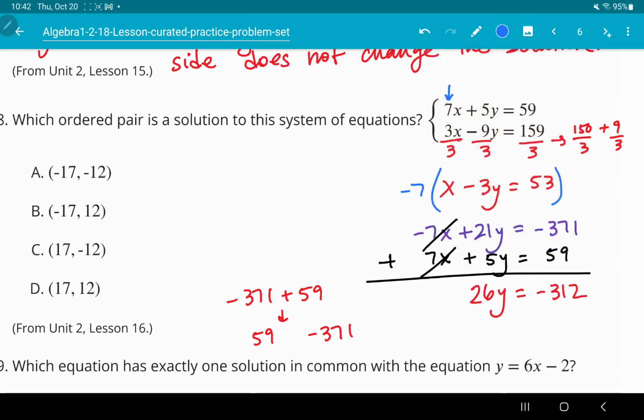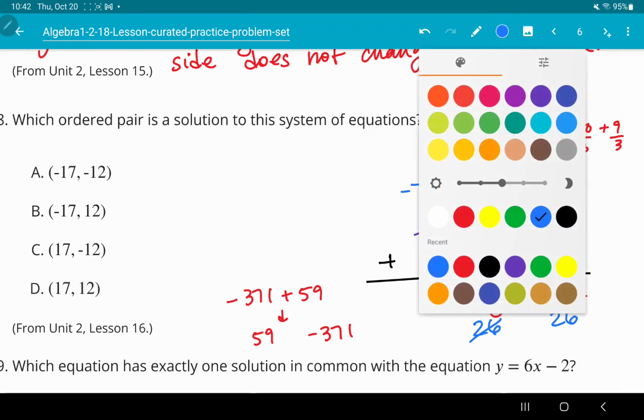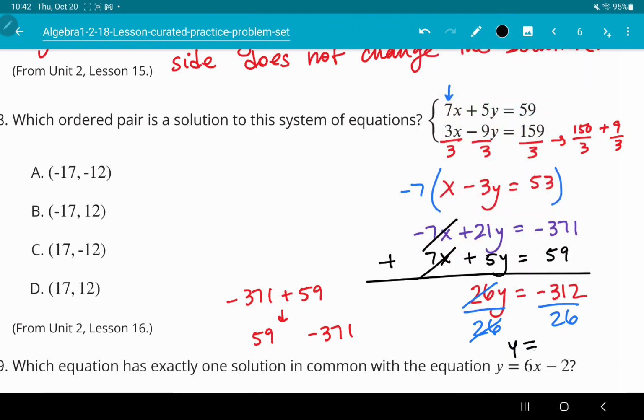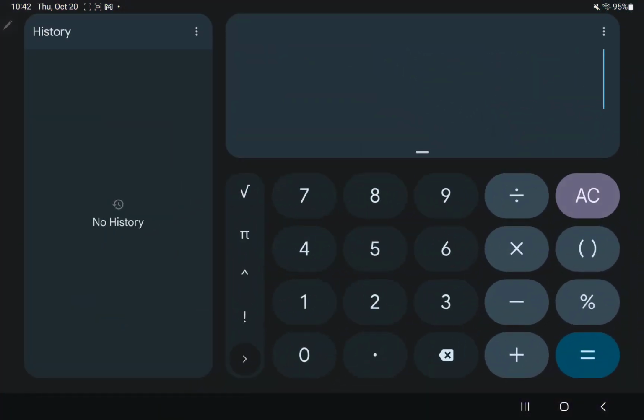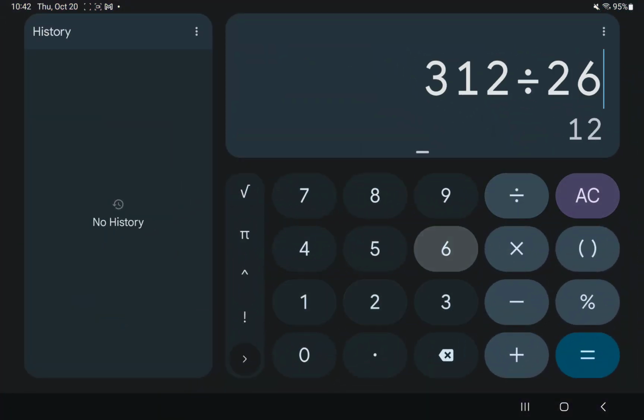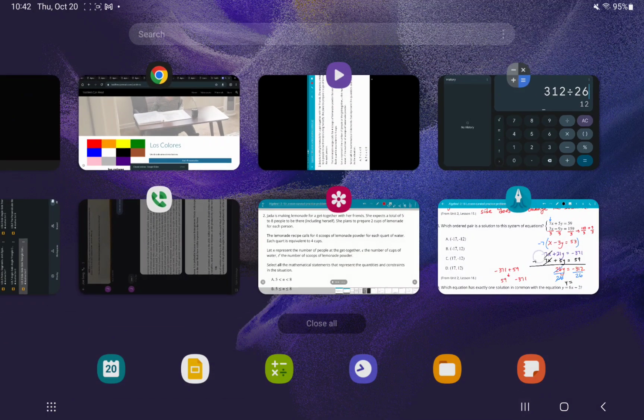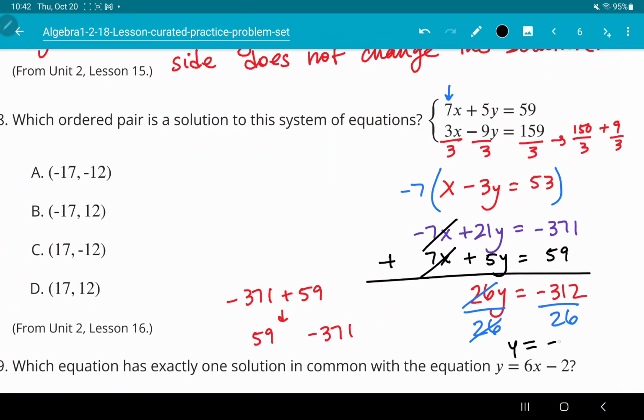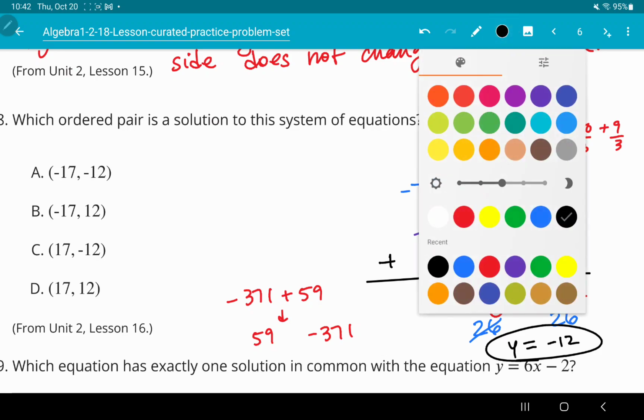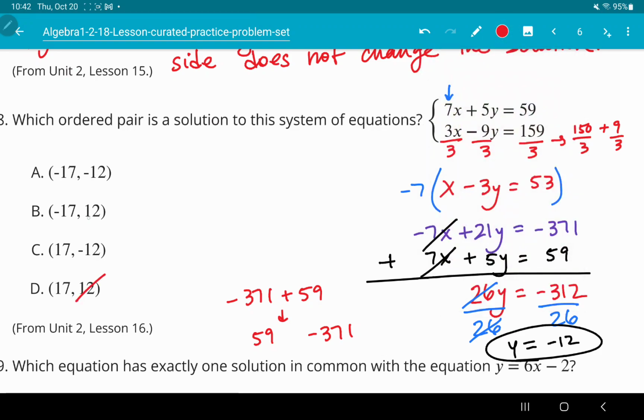And now we'll need to divide by 26. Divide by 26, so those will cancel. And now we'll see what our y value should be. We should get a y value of whatever 312 divided by 26 is. So let's get 312 divided by 26, and there's a 12. And this one was a negative, so this is going to be a negative 12. So if I check my answer choices over here, I can immediately get rid of the positive 12s. So now I know it's going to be either A or C.